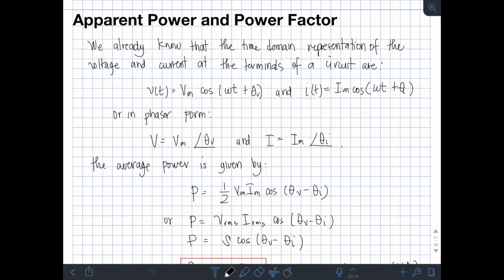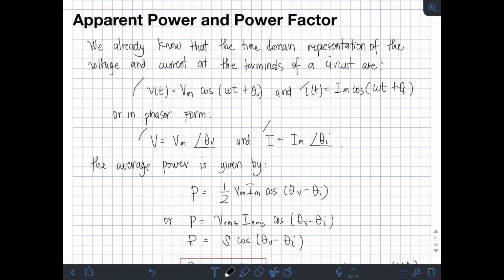Okay, so we already know that the time domain representation of the voltage and current at the terminals of a circuit are, V of t is equal to V sub m times cosine omega t plus theta v, and I of t is equal to I sub m cosine omega t plus theta I. Or in phasor form, V is equal to V sub m angle theta v, and I is equal to I sub m angle theta I. So ito na nga yung mga na-discuss ko so far sa AC circuits natin, yung time domain representation ng ating voltage at current as well as yung phasor form.